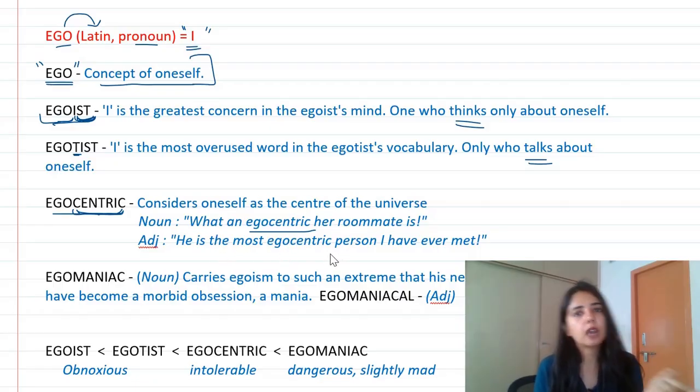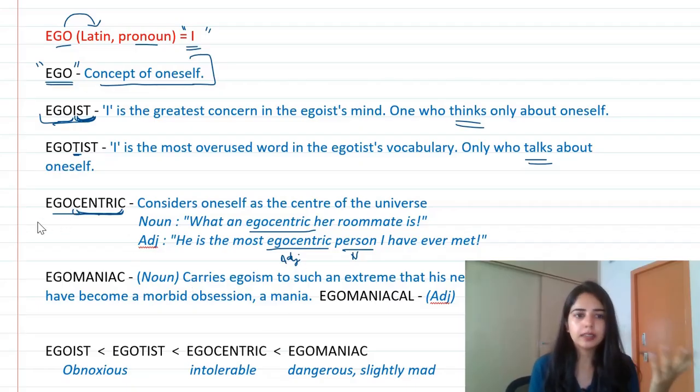However, if I add a noun after it, he is the most egocentric person. Person is a noun, and egocentric is telling us about the quality of that person, then this becomes an adjective here. So it can be used both as a noun as well as an adjective. Now let's increase the level a bit higher.